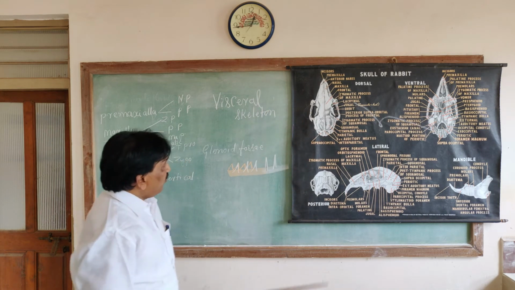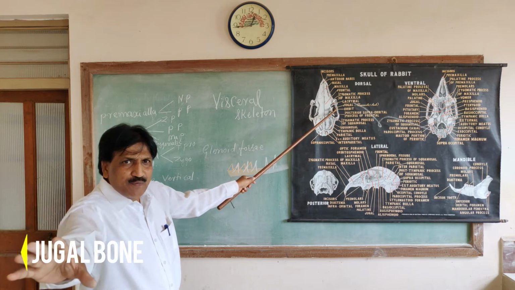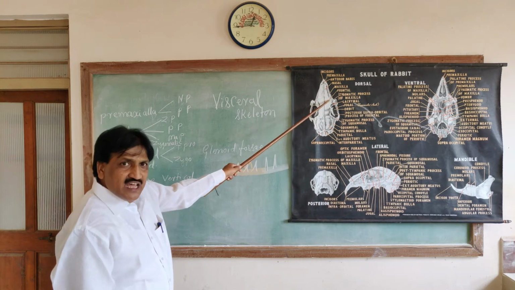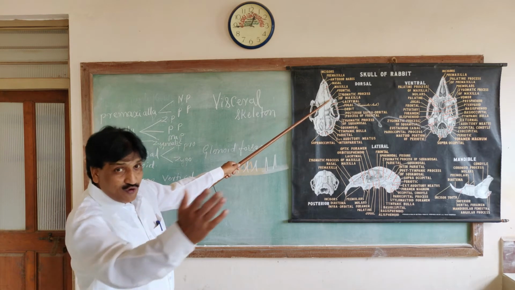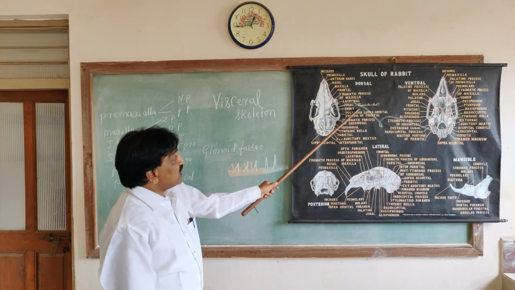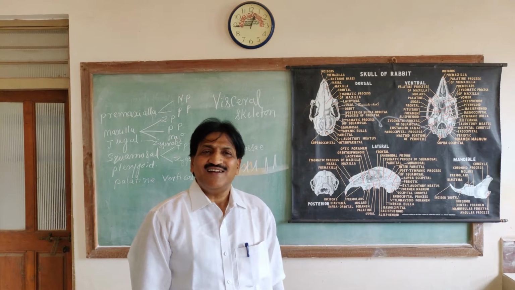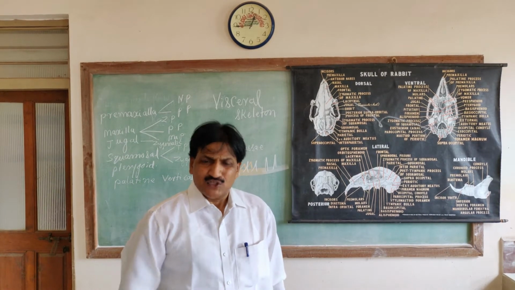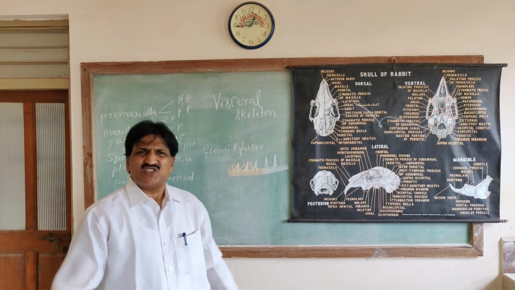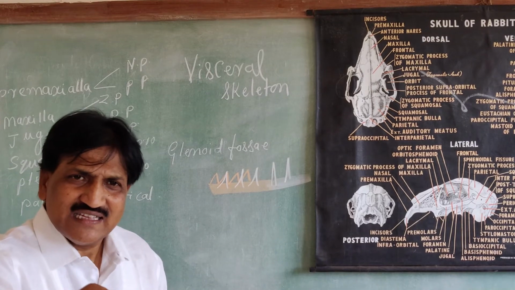The next bone is called the jugal. It mainly contributes to the formation of the zygomatic arch. One is the maxilla bone contributing to the formation of the zygomatic arch, and the second bone is the jugal bone. See that arch-like structure. What is the structure of the jugal bone? It is a slender bone, mainly contributing to the formation of the zygomatic arch.